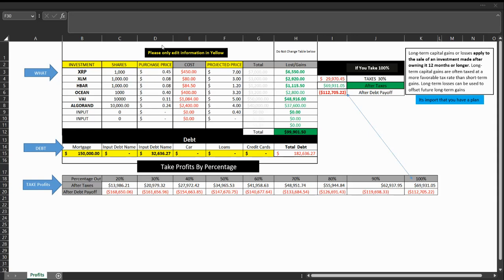Hey, what's up, everybody? Here's an upgraded version of the XRP spreadsheet. Instead of just having XRP, you could have multiple cryptocurrencies inputted into it.